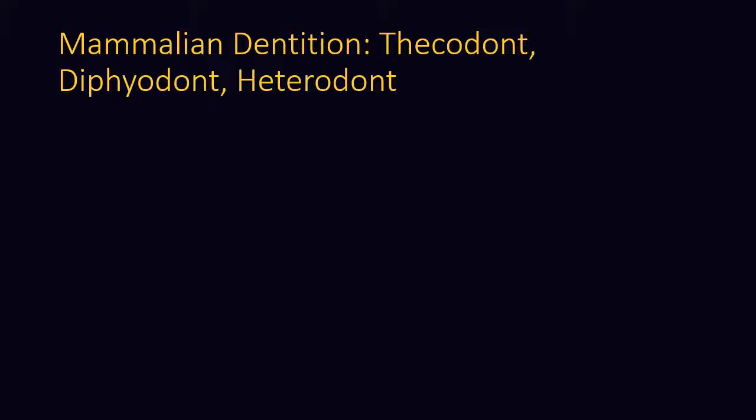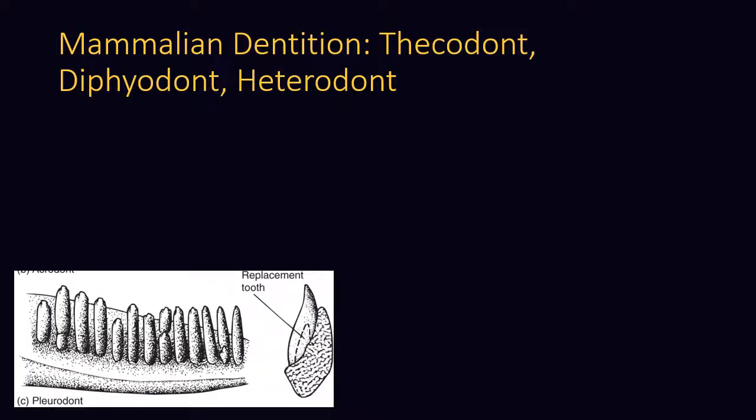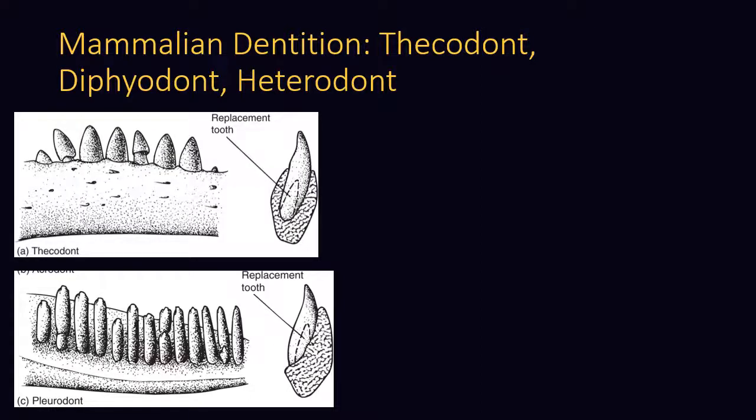What does any of that mean? So first of all, the dont term there means it has to do with dentition. So what we mean by thecodont is, if we look at a lizard condition, the teeth are adhered to the side of the jawbone. They are not actually embedded in any bone. The mammalian condition, thecodont, is where the tooth is surrounded on all sides by bone.